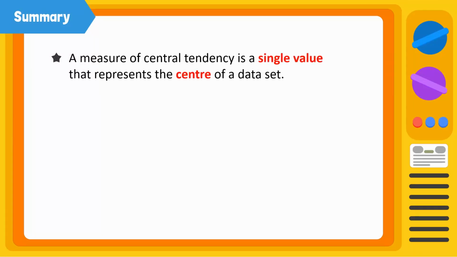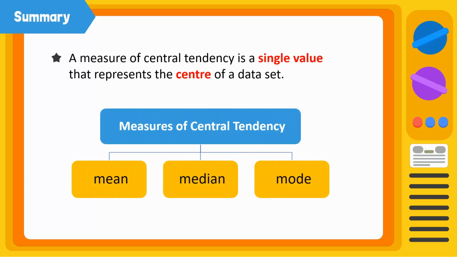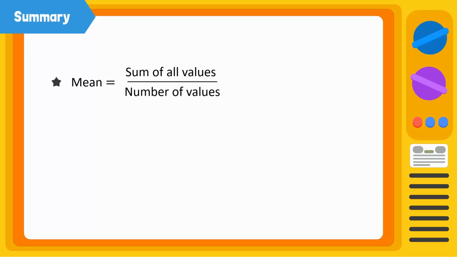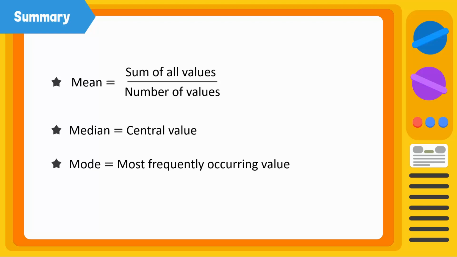Let's summarize. A measure of central tendency, or an average, is a single value that represents the center of a data set. There are three types of central tendencies that can be calculated for a data set: the mean, the median, and the mode. The mean of a data set can be calculated by dividing the sum of all values by the total number of values. The median is the middle or central value when a data set is arranged in ascending or descending order. The mode is the most repeated value of a data set.